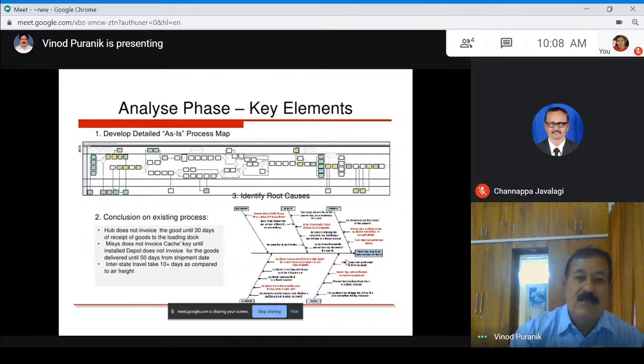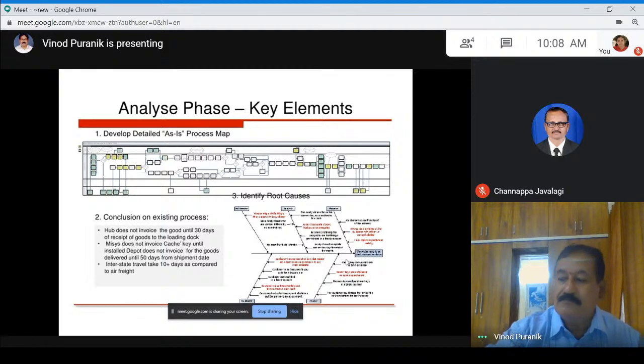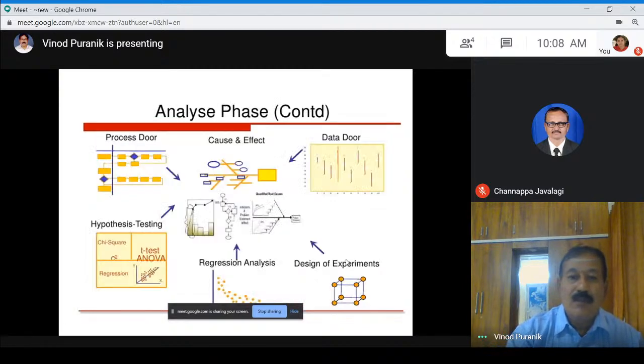So these are the analyze phase and all the key elements are there. I don't want to go again, you already know about all those things. Again, in the analysis phase, different tools are there. We are able to use different tools, and many things are there here.